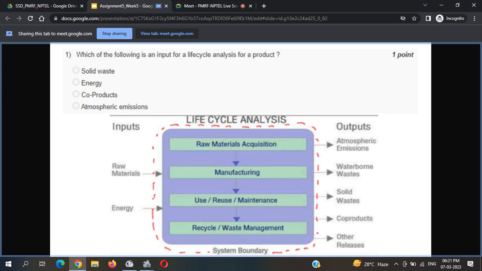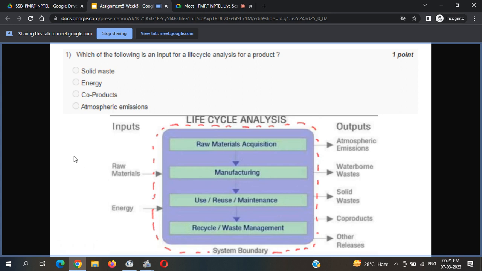So this is basically what life cycle analysis is, or different stages of life cycle analysis, or you can say the system boundary of a life cycle analysis, or a product life cycle, and the various input and output which go into the system and come out of the system.